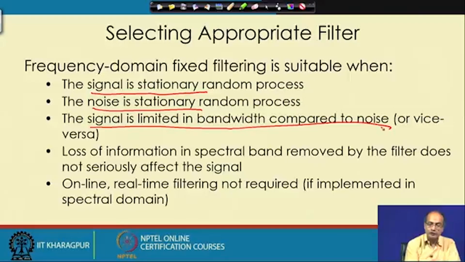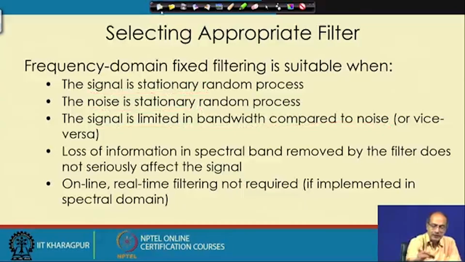Now, the loss of information in the spectral band removed by the filter does not seriously affect the signal. So, again we are emphasizing that even if some overlap is there, that overlap should be minimal, so that when we remove the noise and thereby take out some part of the signal spectra, that should have very little energy, so that it does not affect the signal itself.